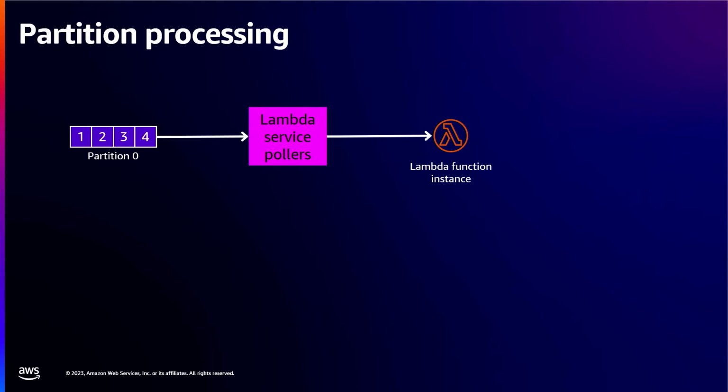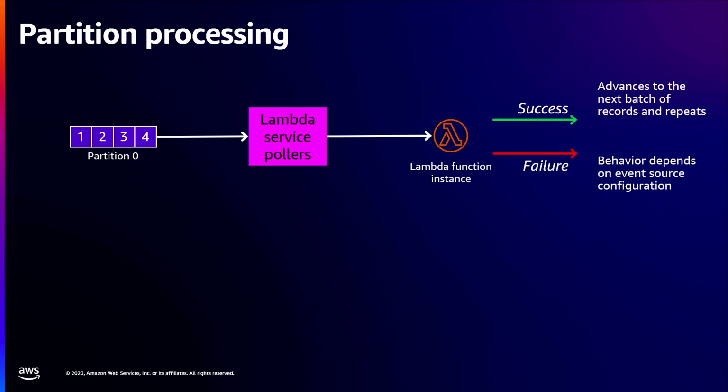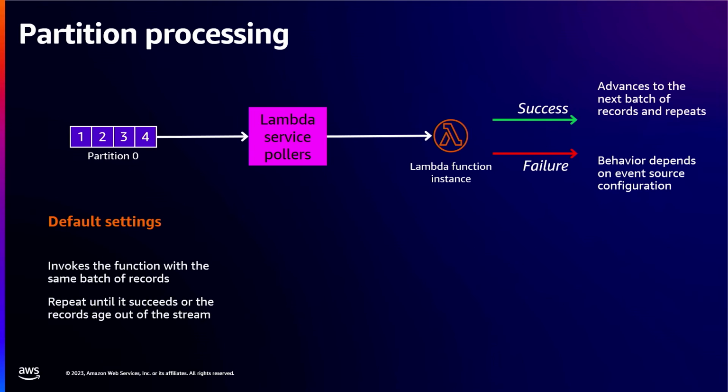So looking at the processing, the Lambda service polls the shard every second for a set of records and then synchronously invokes the Lambda function with a batch of records. So if the processing is successful, job done, it's just going to carry on and process the next batch. But if not, the retry and error behavior depends on the event source configuration. Now, using the default settings, Lambda is going to invoke the function again with the same batch of records, and it's going to continue to do this until the batch is successful or the records expire out of the stream.